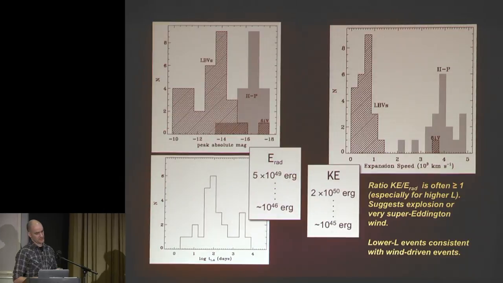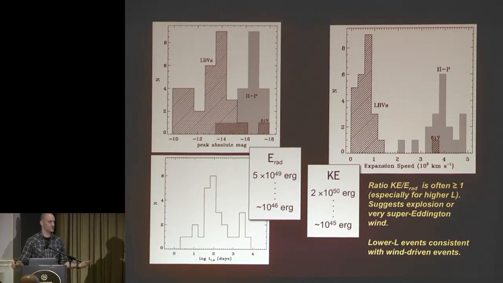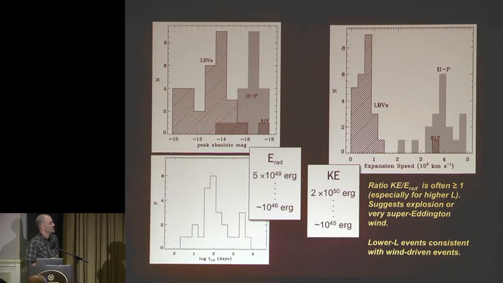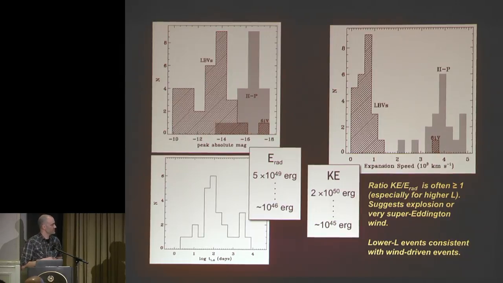We can try to characterize their peak luminosities and their total radiated energy and their time scales and their expansion speeds and kinetic energies. And they span a wide range of energy. They start getting near sort of weak supernovae, or the boundary of maybe what core collapse supernovae do. Their radiated energies actually compete with some normal supernovae, and then they go pretty far down as well. And in a lot of these, this is important, I think, the ratio of kinetic energy to radiated energy is greater than one. That suggests a shock rather than a radiation-driven wind.